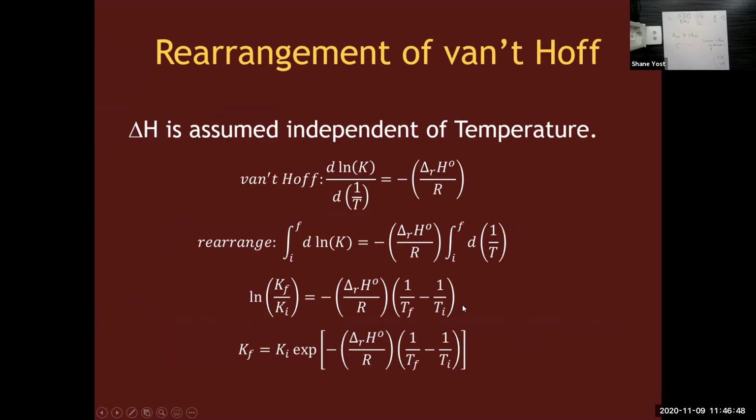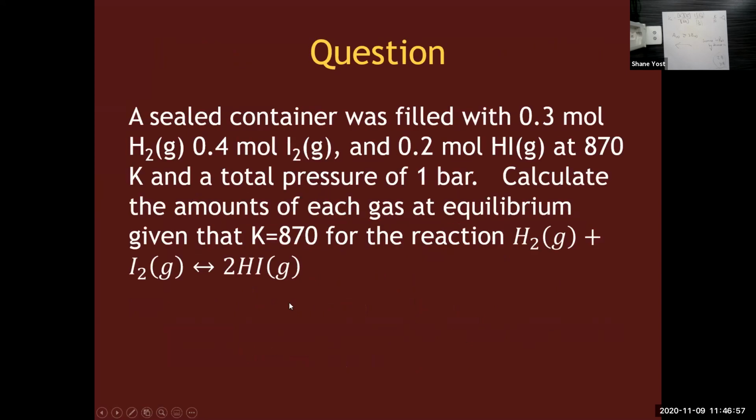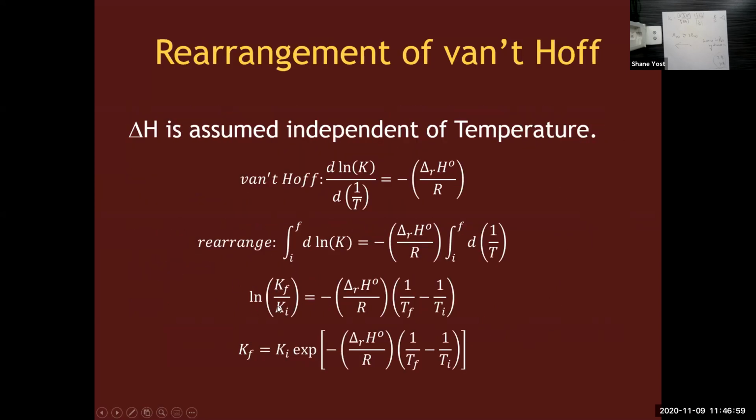But if we want to take that equation and integrate it from some initial to final states, you just get this equation here. The natural log of K final over K initial equals minus delta H over R times 1 over T final minus 1 over T initial. This equation should look somewhat familiar. It's similar to how the vapor pressure of a liquid changes with changing temperature.